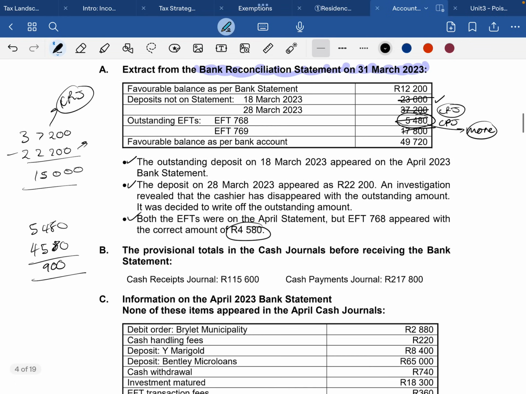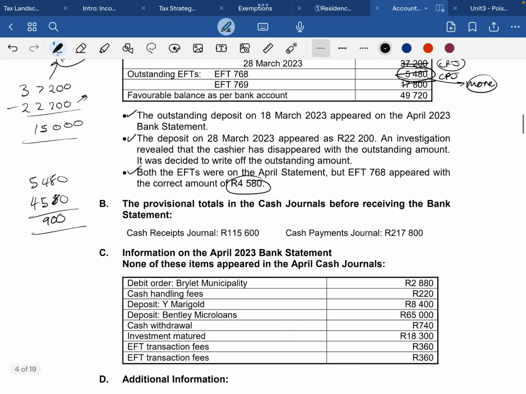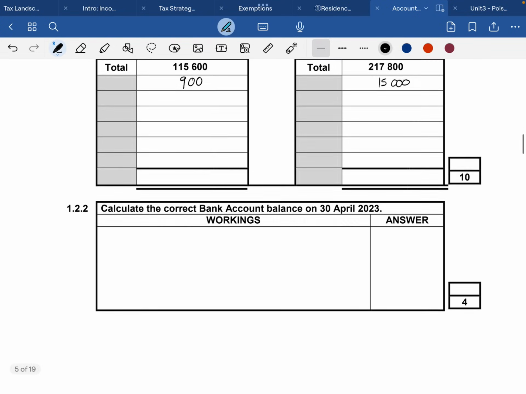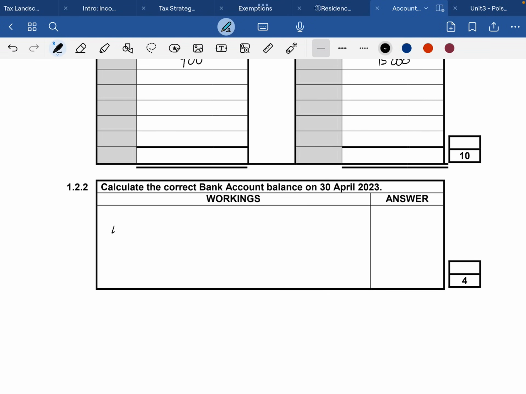Then we have a favorable bank balance as per account of 49,720. So that was our bank account there. We'll need to use it here when we are calculating. So it's 49,720. So let's just keep it there.